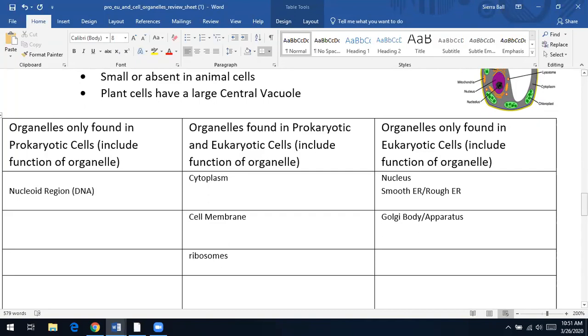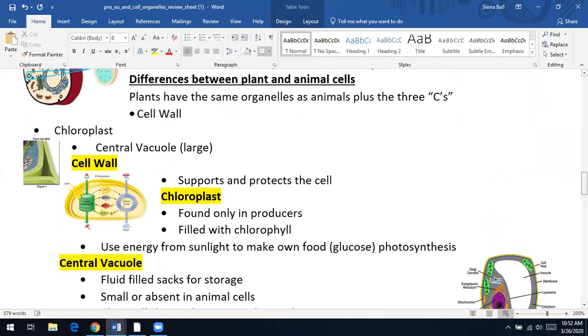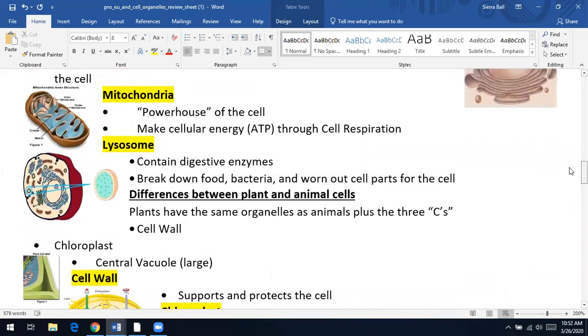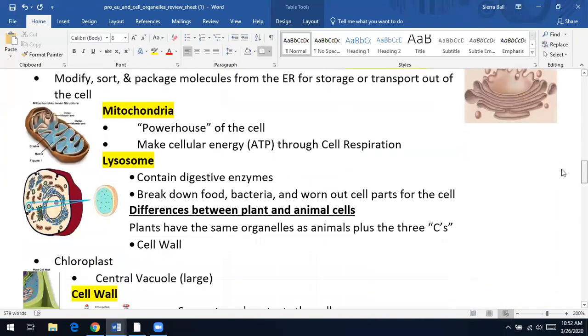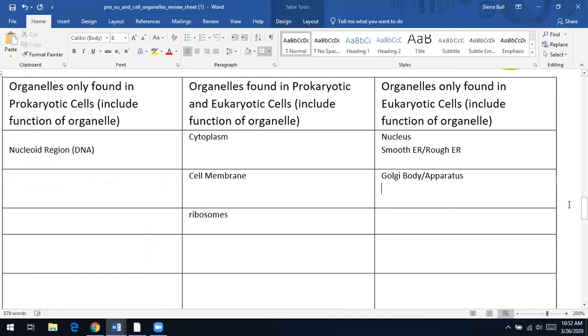What else do you only see in eukaryotic cells? What were some of those other organelles listed up at the top? Mitochondria. What else? Lysosome. What about these? Cell wall. Chloroplast.